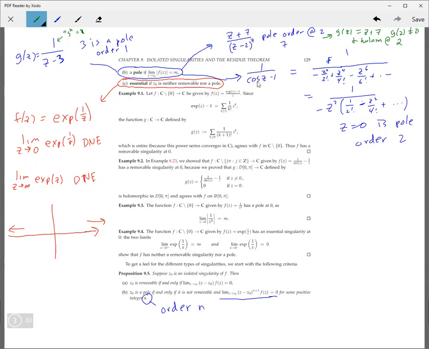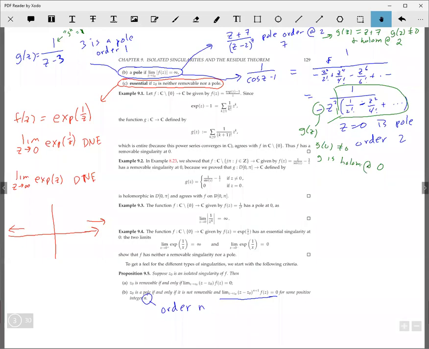And here our g of z would be all of that, 1 over that, negative 1 over all that. And that g of 0 is not 0, and g is holomorphic at 0. Okay, so that's the classification of poles.